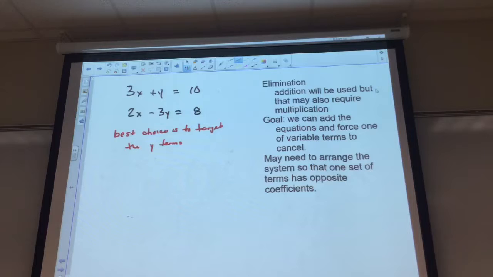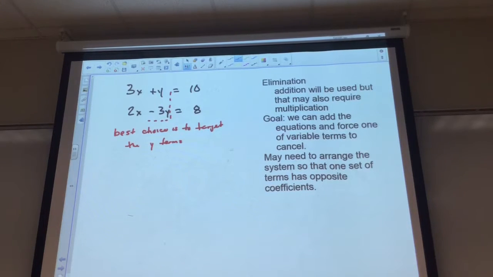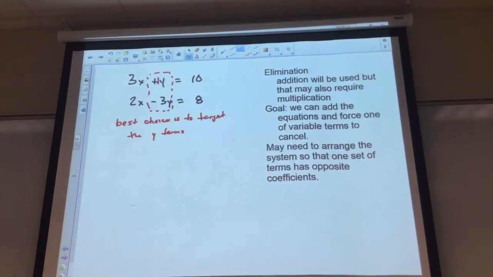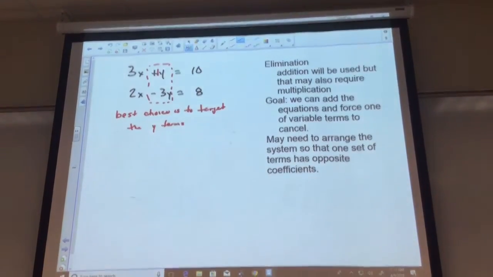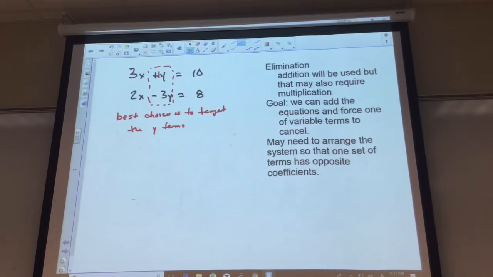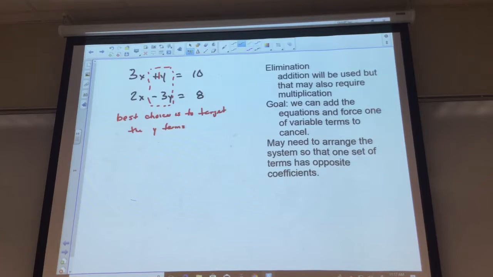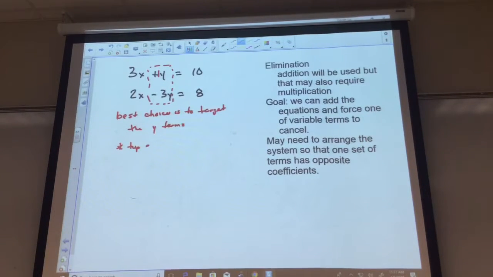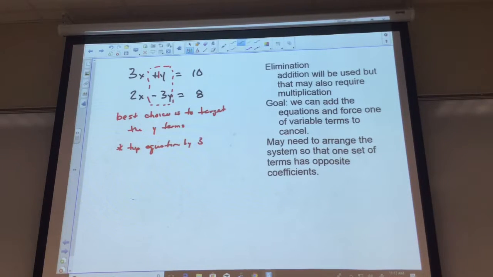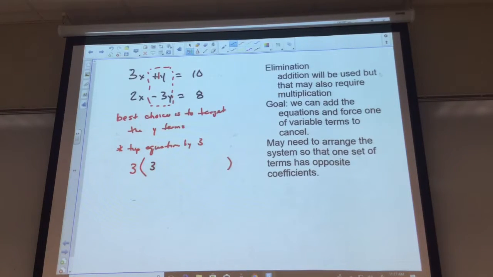Now, if I'm trying to target these to get opposite coefficients in here, I know I already have an understood 1 in here, so I'm going to need to multiply one equation by something that would get me my desired results. Makes it the top equation, right? So what are we going to multiply by? 3. So we multiply the top equation by 3. Three is going to be multiplied all the way across the top equation, which is 3x plus y equals 10.